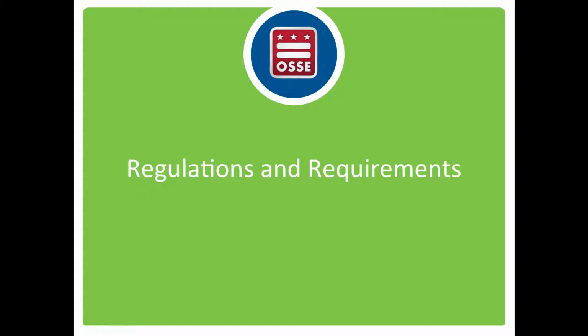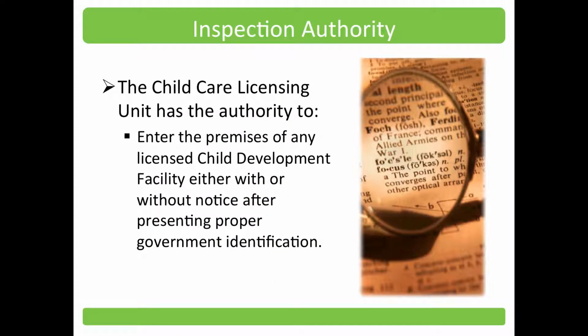Regulations and requirements. In this section, we will review all regulations and requirements for opening a child development home. Inspection authority. The Child Care Licensing Unit has the authority to enter the premises of any licensed child development facility, either with or without notice, after presenting proper government identification.